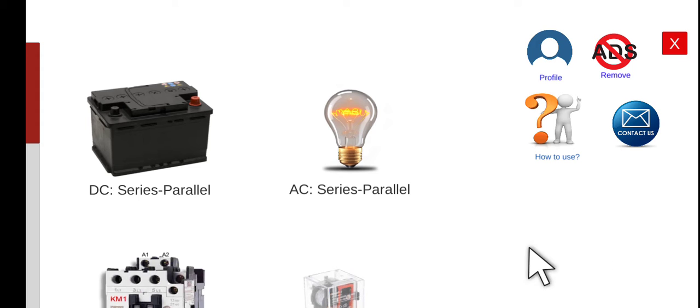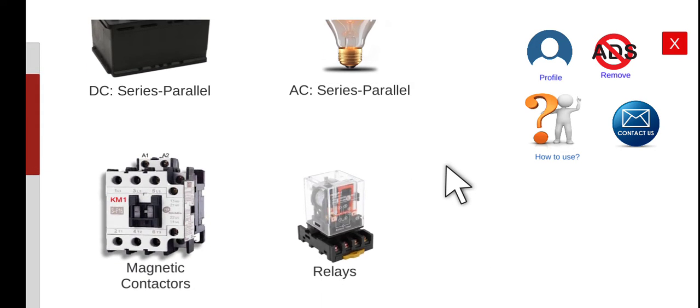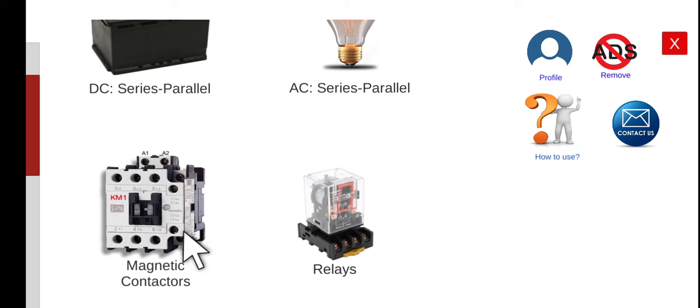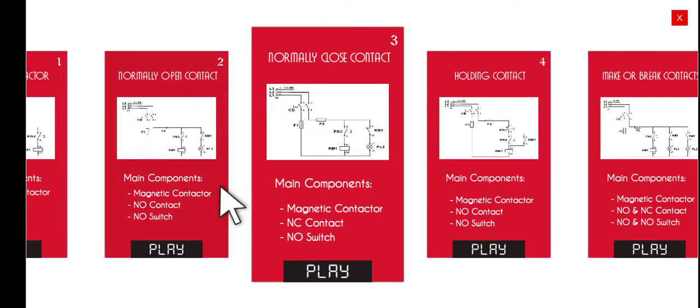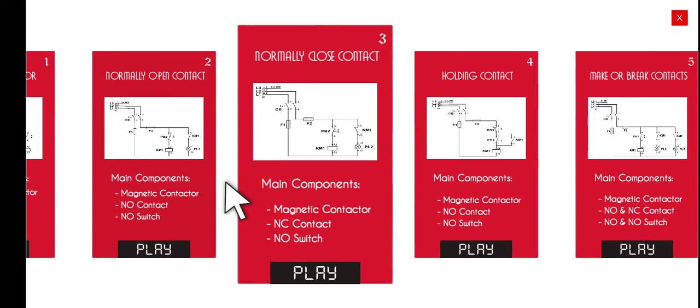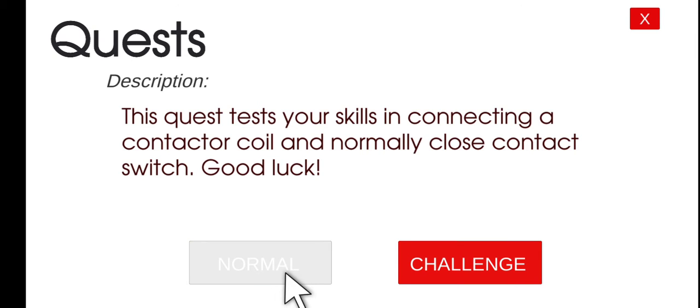Today we're going to discuss the third activity under the magnetic contactors. Let's click this one and then proceed to the third activity. The third activity is entitled normally closed contact circuit. This is quite similar to the previous activity that we had. However, in this particular case, we will be using a normally closed contact. Let's click the play normal mode.